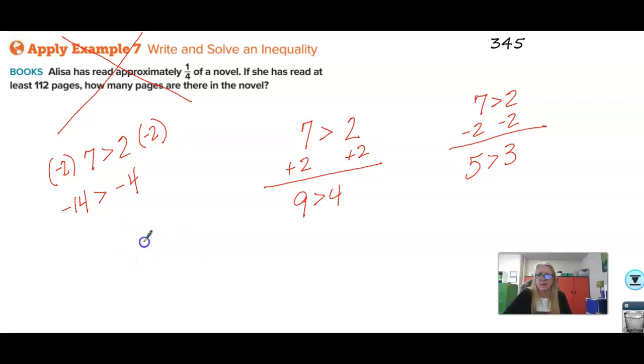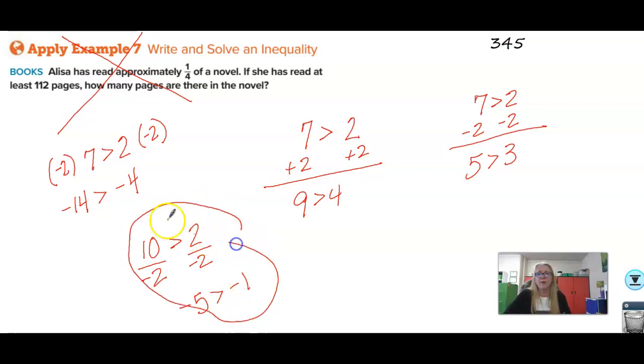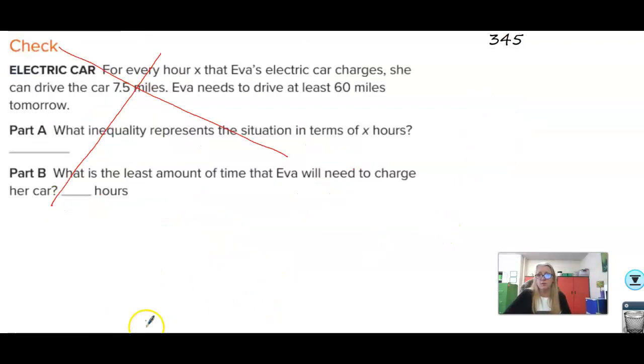Let's divide both sides by a negative number. How about if I have 10 is greater than 2? If I divide both sides by negative 2, then I would have negative 5 is greater than negative 1. Also not true. So that's what that whole page of words was meant to tell you. If you multiply or divide both sides by a negative, you have to flip the sign. But you can add or subtract on both sides and you don't have to change the sign. Okay? And that's a word problem, so we're not going there. Also a word problem.